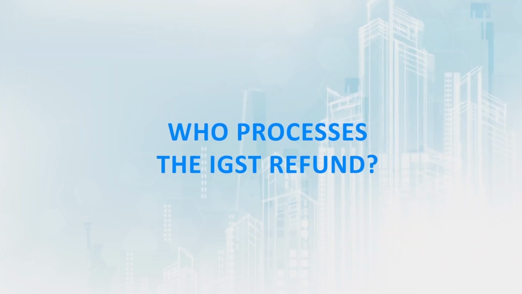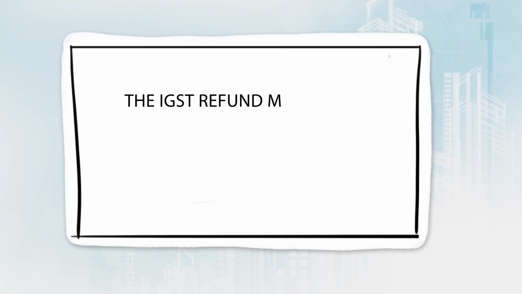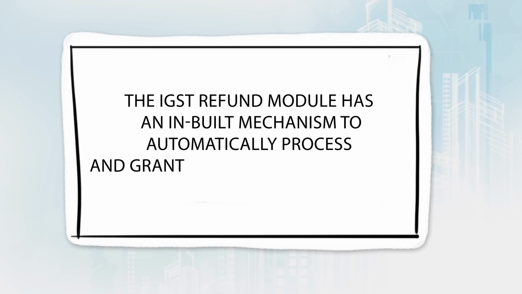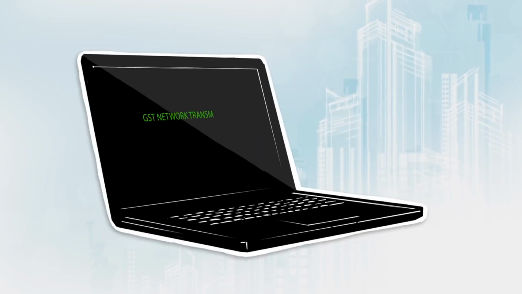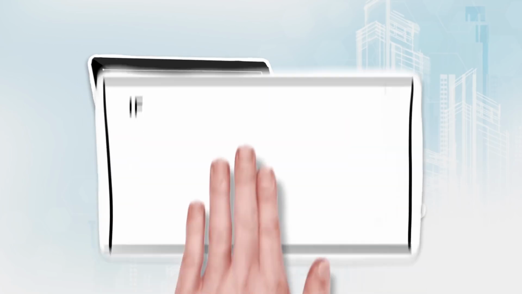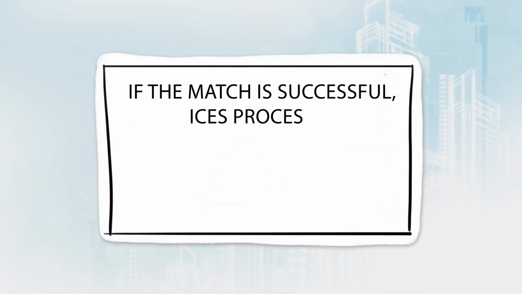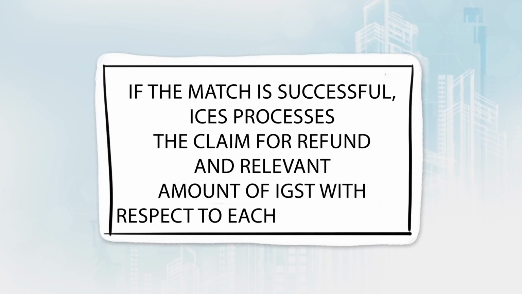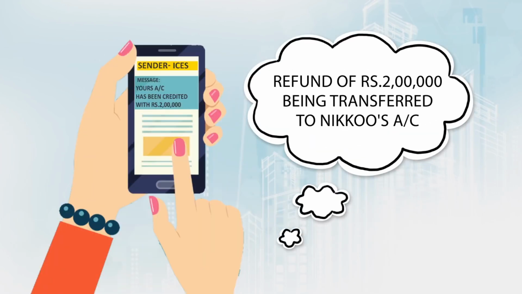Who processes the IGST refund? The IGST refund module has an inbuilt mechanism to automatically process and grant refund under validation. GST network transmits the GST return data electronically to customs. Here, it is matched with the shipping bill data. If the match is successful, ICES processes the claim for refund and the relevant amount of IGST with respect to each shipping bill or bill of export is credited electronically into the exporter's bank account as registered with the customs authorities.